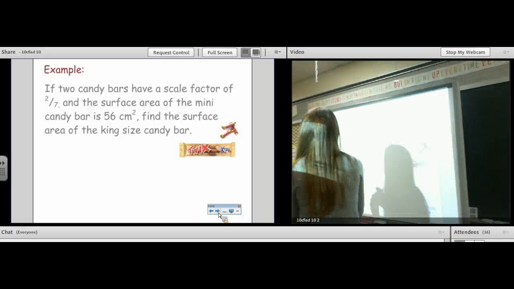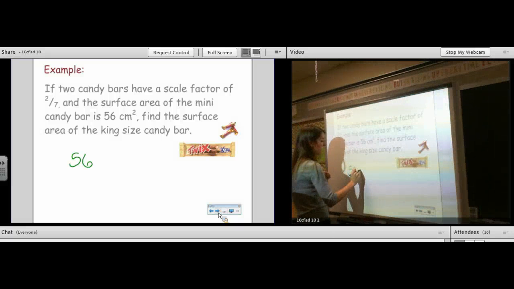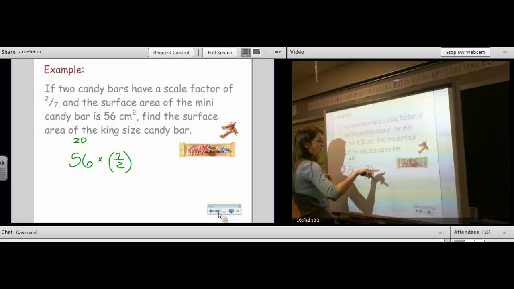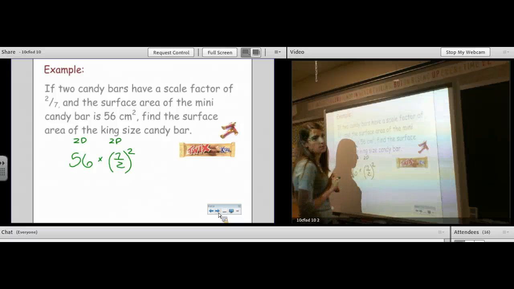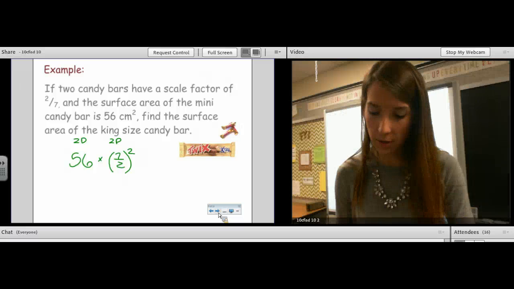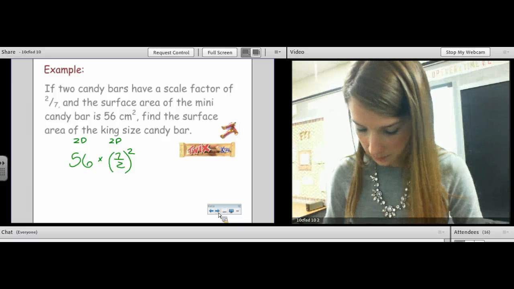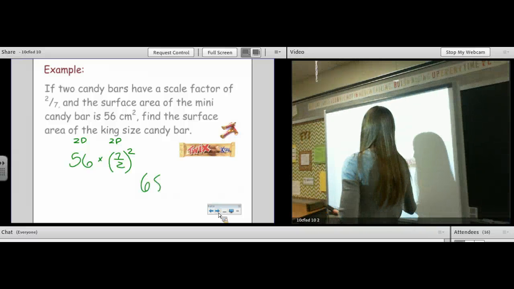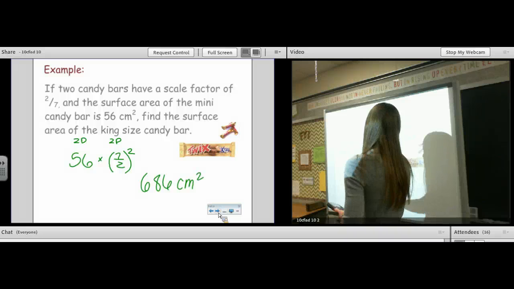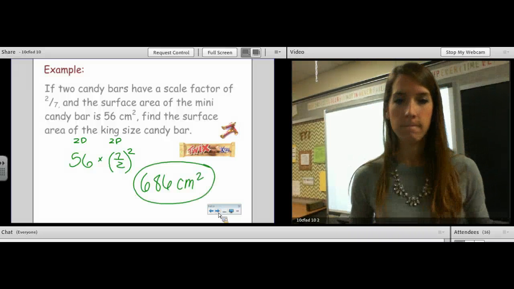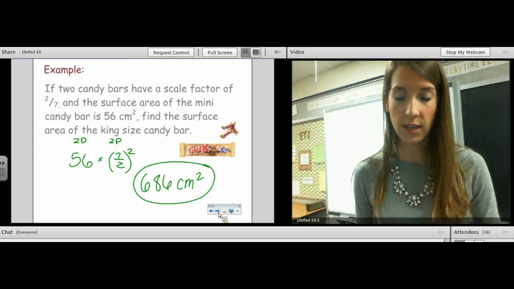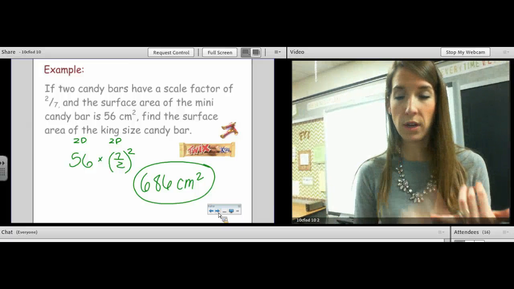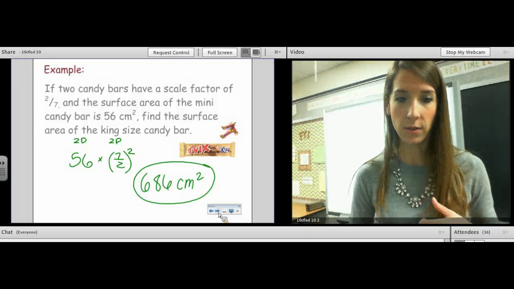I'm going to do it the scale factor way again. 56 times 7/2. This is 2D, and right now 7/2 is 1D. So I need to make it 2D, so I need to square it. All right, I'm going to go straight to my calculator. 56 times 7/2 squared. And you get 686 square centimeters. So the moral of this lesson is you can't use a scale factor when you're in 2D or 3D. You have to do something to your scale factor.